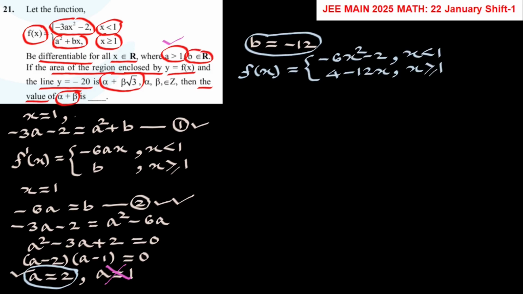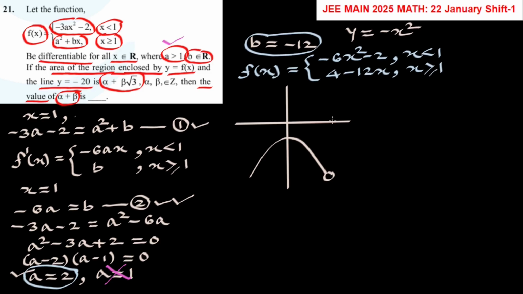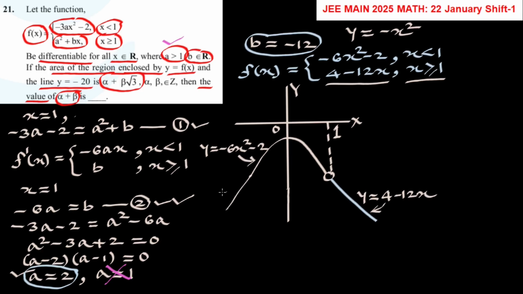Now let us draw the graph of this function. f(x) equals minus 6x square minus 2 is of the type y equals minus x square. Its graph will be a downward opening parabola, excluding this point 1. Since x is greater than or equal to 1, this straight line 4 minus 12x will go down like this, and it is to be enclosed by the line y equals minus 20, say this line.